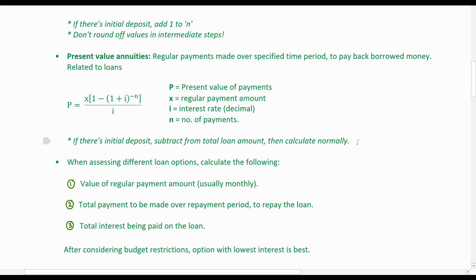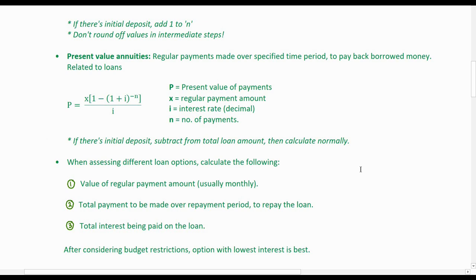And again, an important point related to initial deposits, like there was for the future value annuities, and that is that if there's an initial deposit, then you should subtract that value from the total value of the loan, and from then on treat that resulting value as a present value. Then you just calculate the rest as per normal.